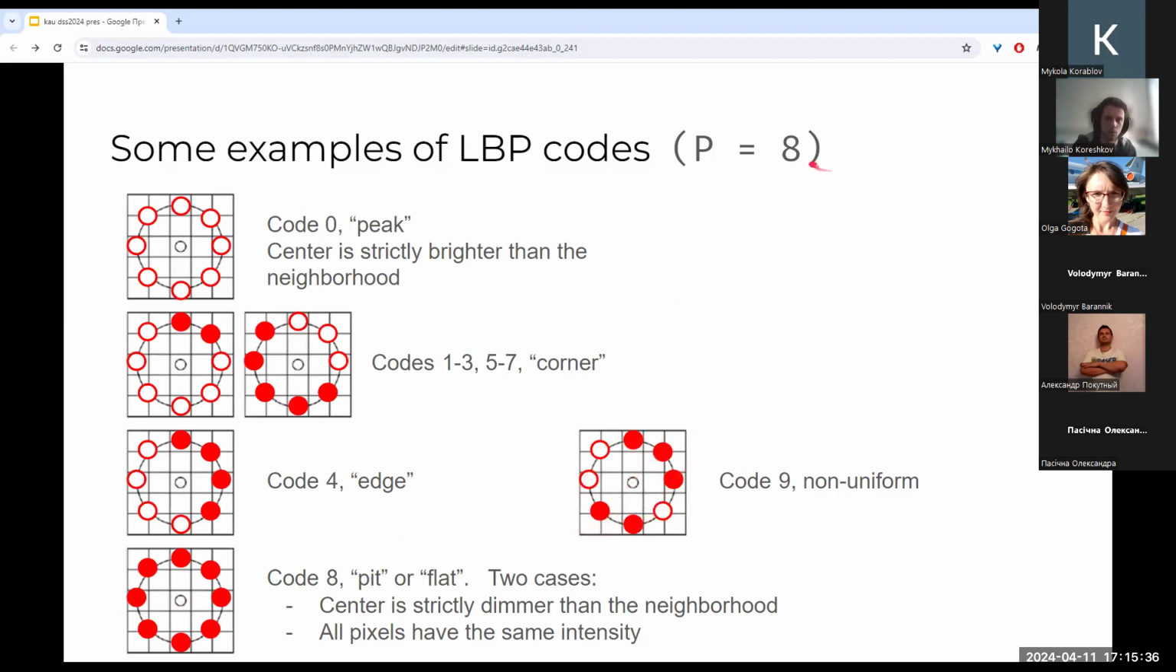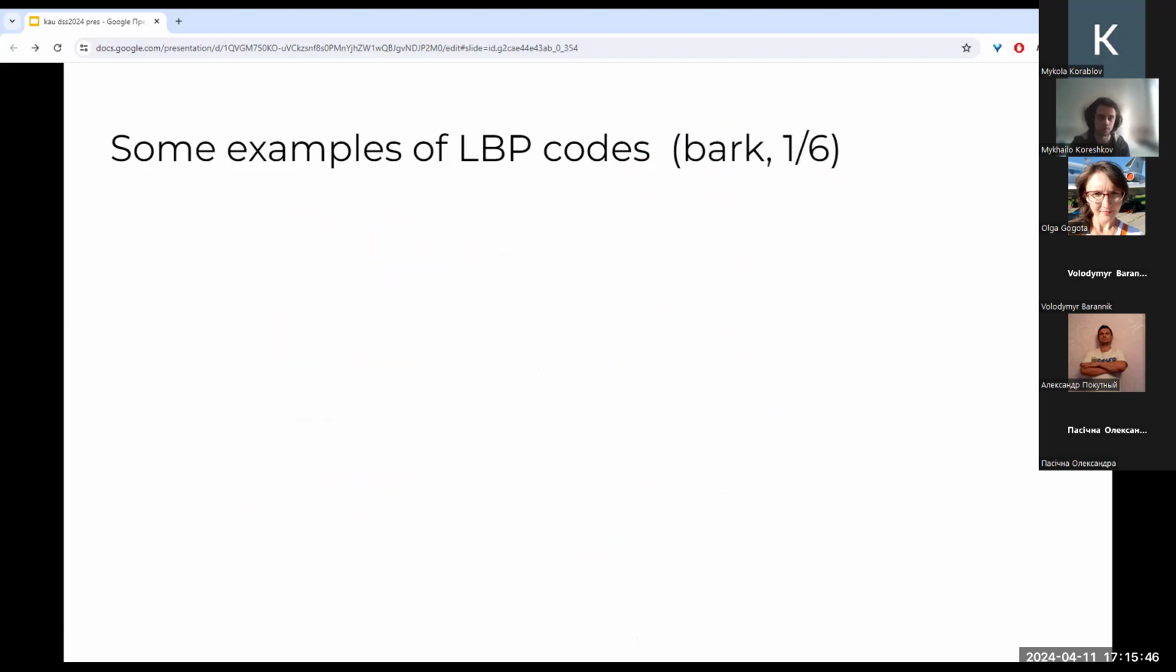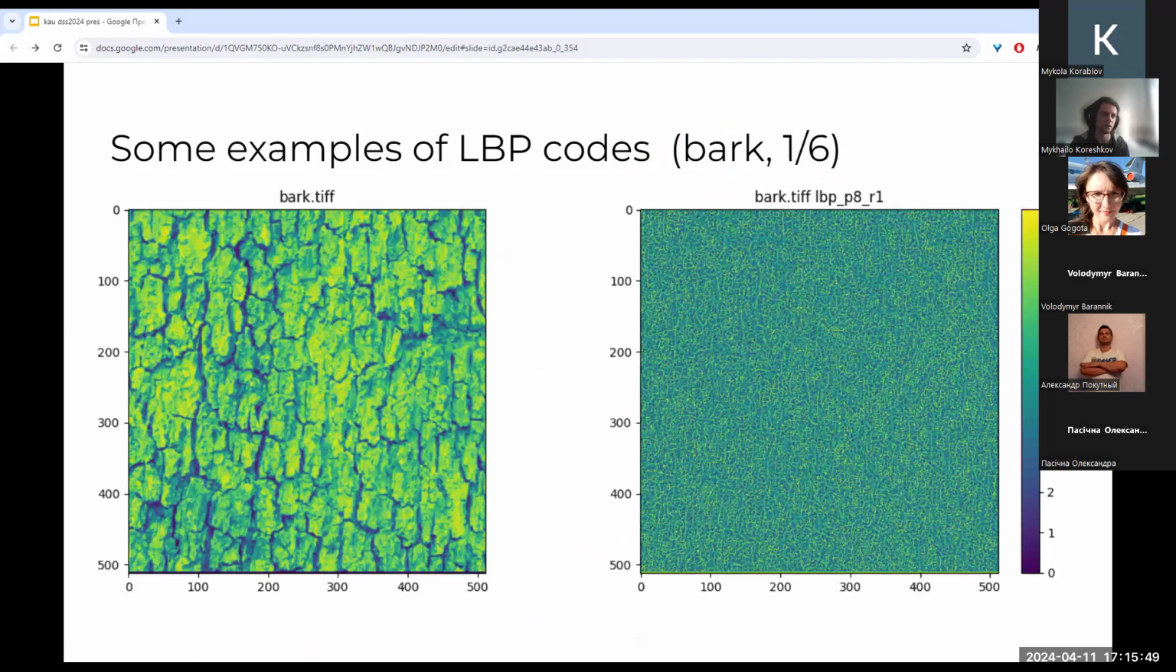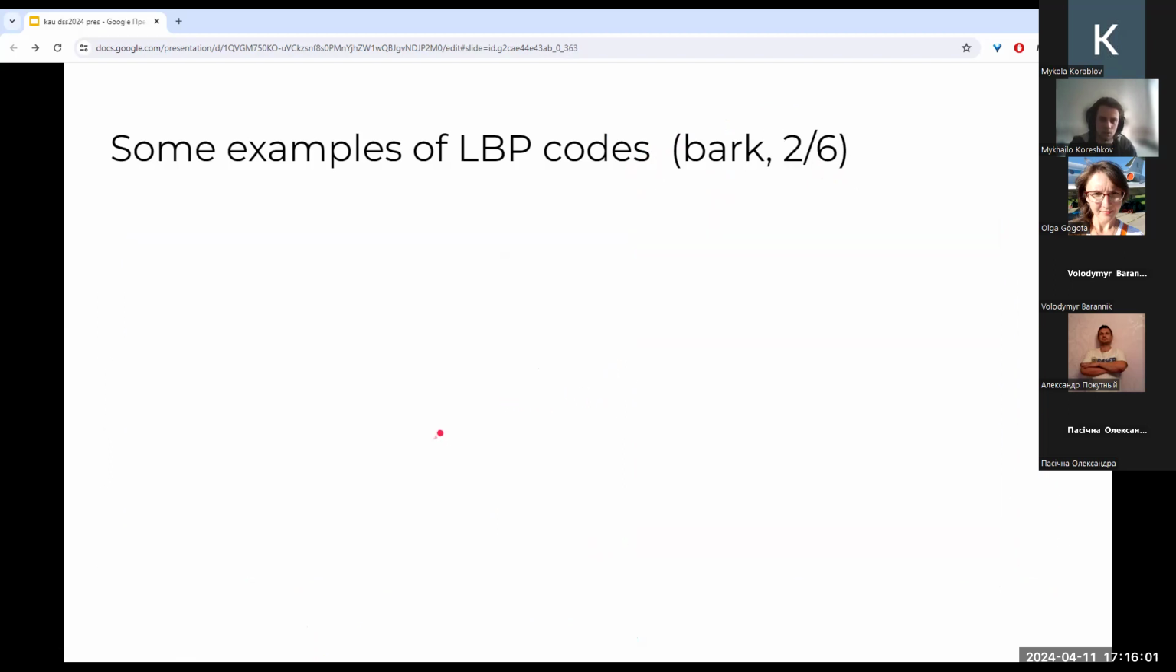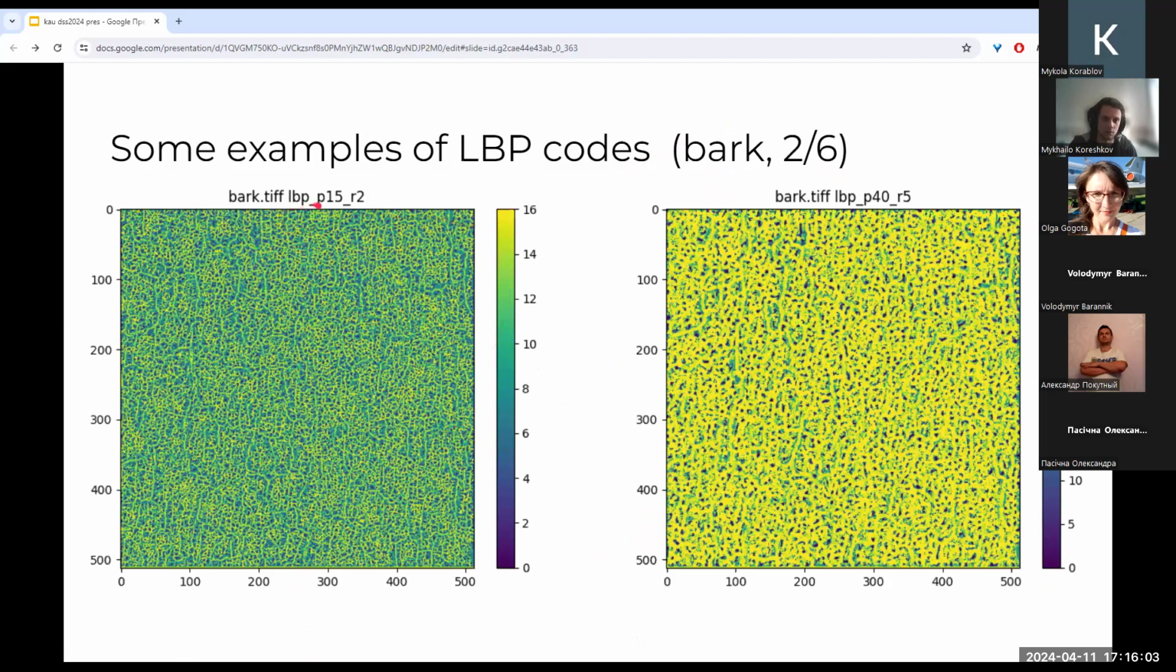And when we are increasing this P, our code space increases. But anyway, we can talk about these several categories of codes. And these are some examples of LBP codes. Well, this, for example, is, as you can see, from 0 to 9, where 9 is non-uniform, and this is the number of ones. And these are codes for different radii and different numbers of points.